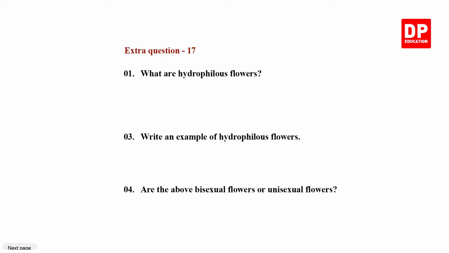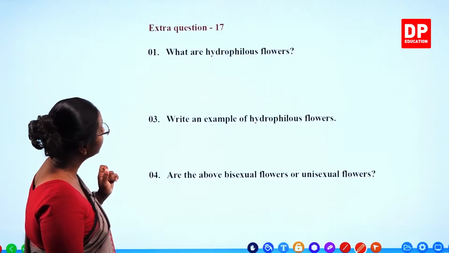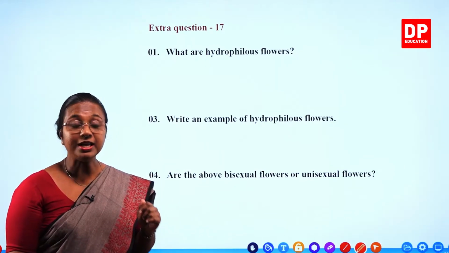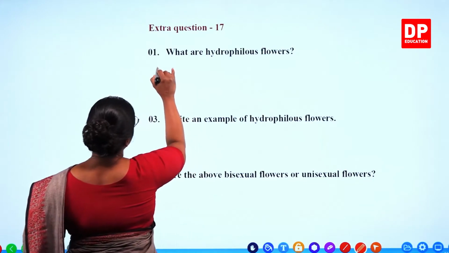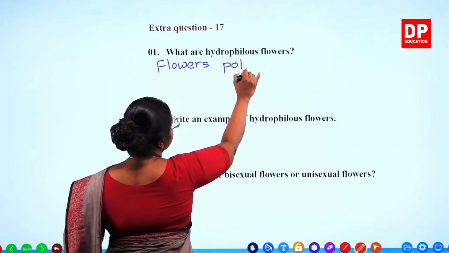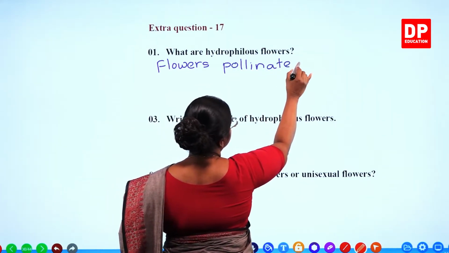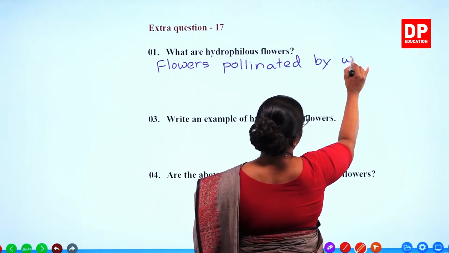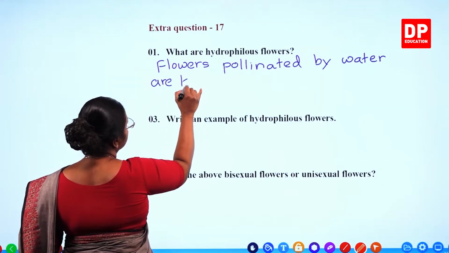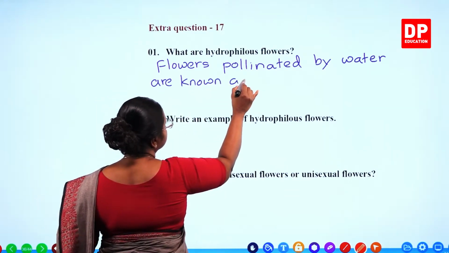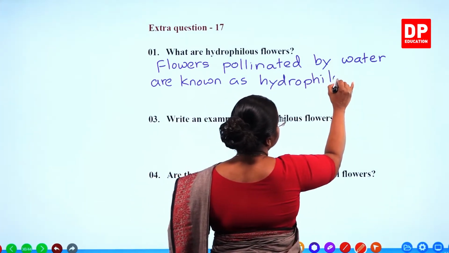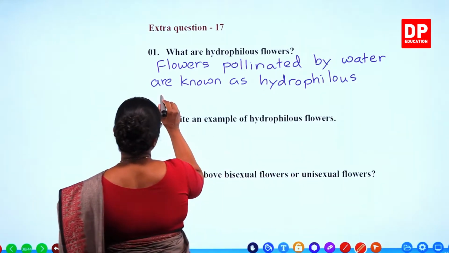Extra question 17. What are Hydrophilous flowers? So the next type, what is it? Flowers pollinated by water. So here we can say flowers pollinated by water are known as Hydrophilous flowers.